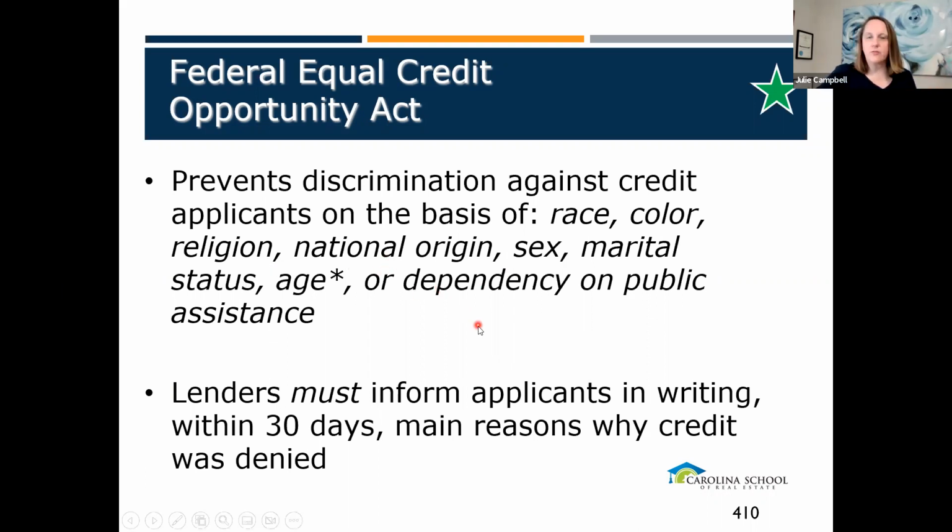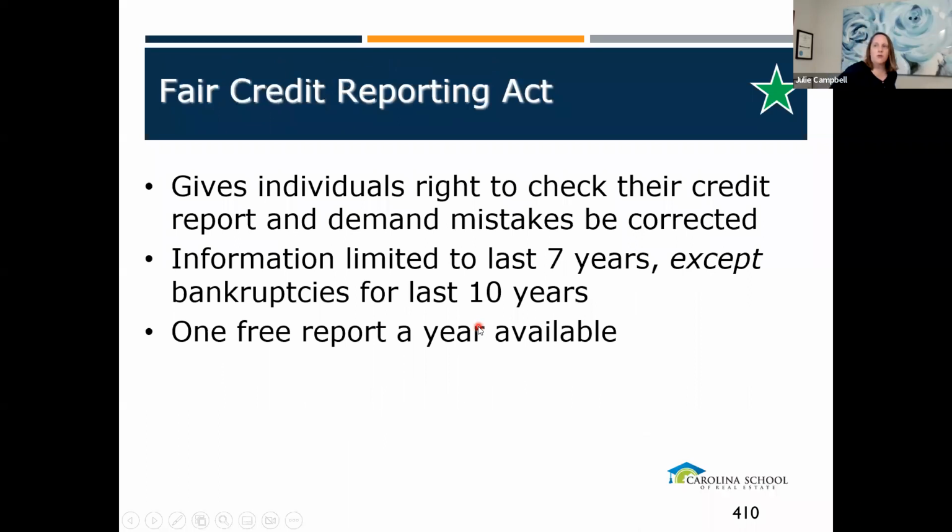Another thing from the lender world is the Fair Credit Reporting Act. This is what gives us the right to check our credit report once a year. We can pull a credit report from the 3 sources. They're in your book, page 410, Equifax, Experian, and TransUnion. So you can go pull a credit report, you get one free a year. If you haven't checked it in a while, it can't hurt.